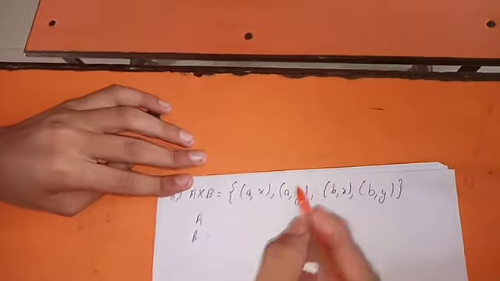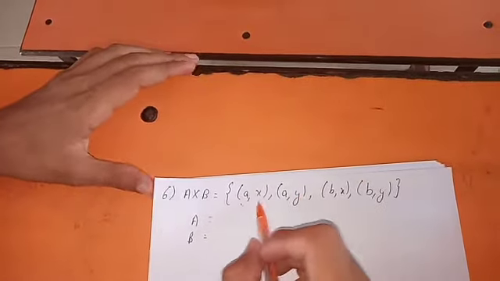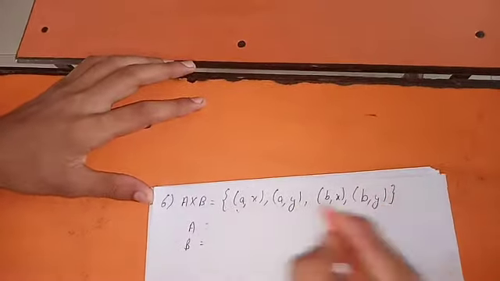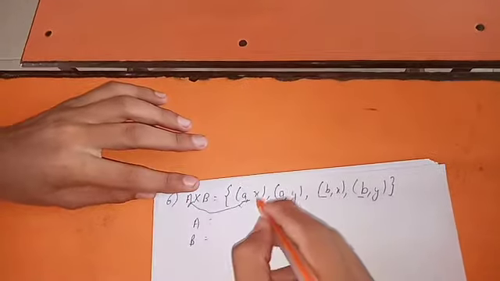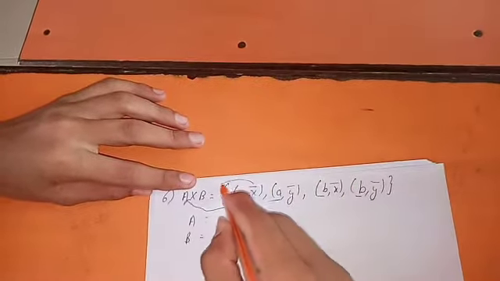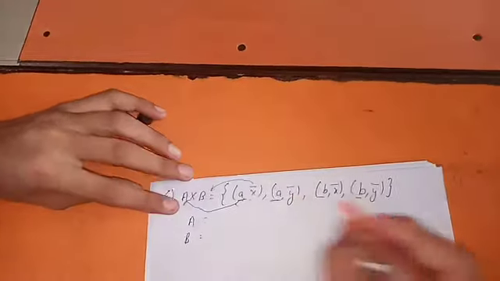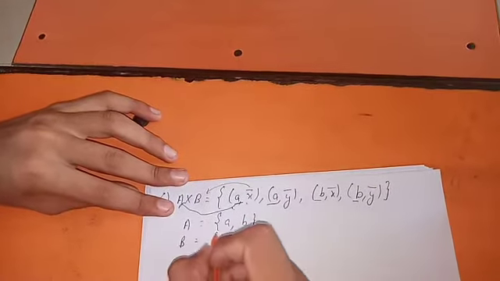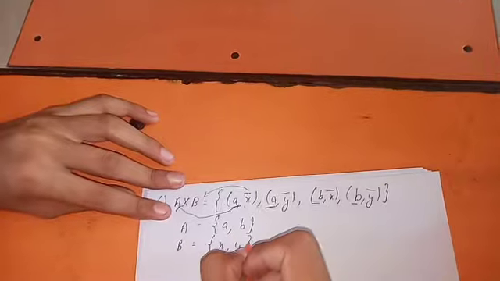So now look, in this ordered pair, the elements written earlier represent set A, and the elements written later represent the set B. So what will be our set A? Our set A will be AB and set B will be XY. Okay, it was easy.